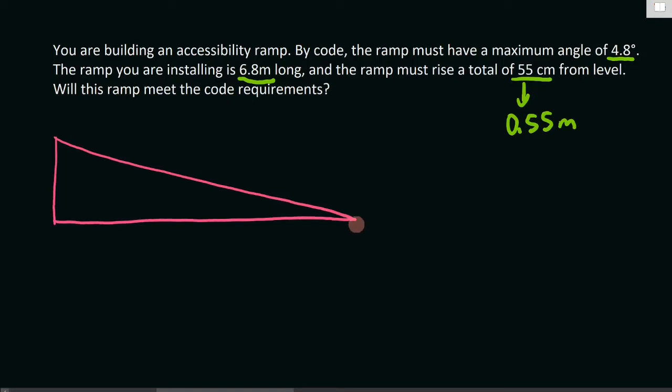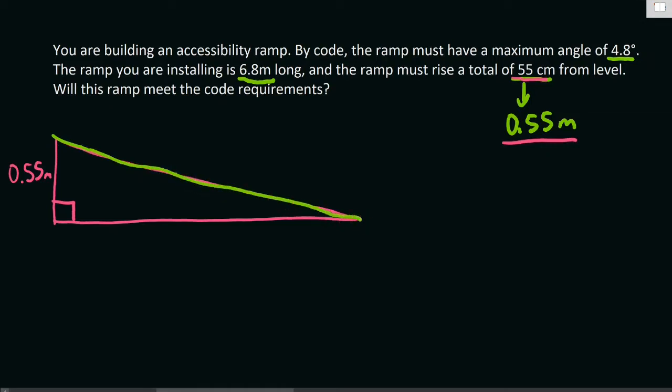Okay, here we go. And here's my right angle. Now the ramp must rise a total of 0.55 meters. So this side here is 0.55 meters. And it must be 6.8 meters long. So this side down here is the width of the ramp, but this side here is the actual ramp.